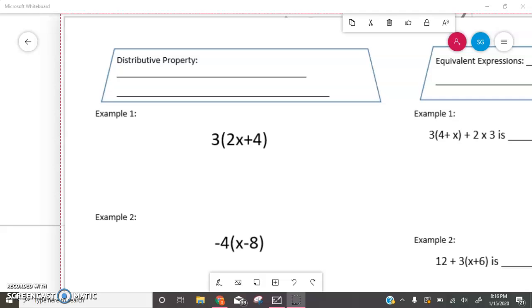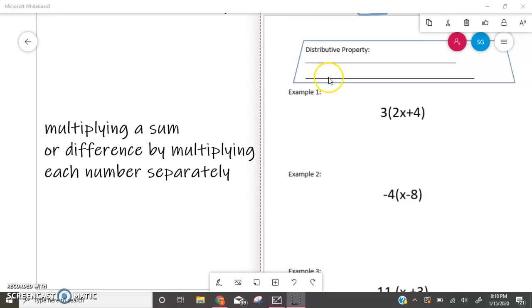Right now, I'm going to type the definition so that you can write it down, and then I'll tell you what it means. It did not fit over here, so I put it over here, but make sure that you write it right here where it says distributive property. Now, distributive property is when we are able to multiply a sum or difference by multiplying each number separately. So I am distributing the same multiplication to every single number that's inside the parentheses.